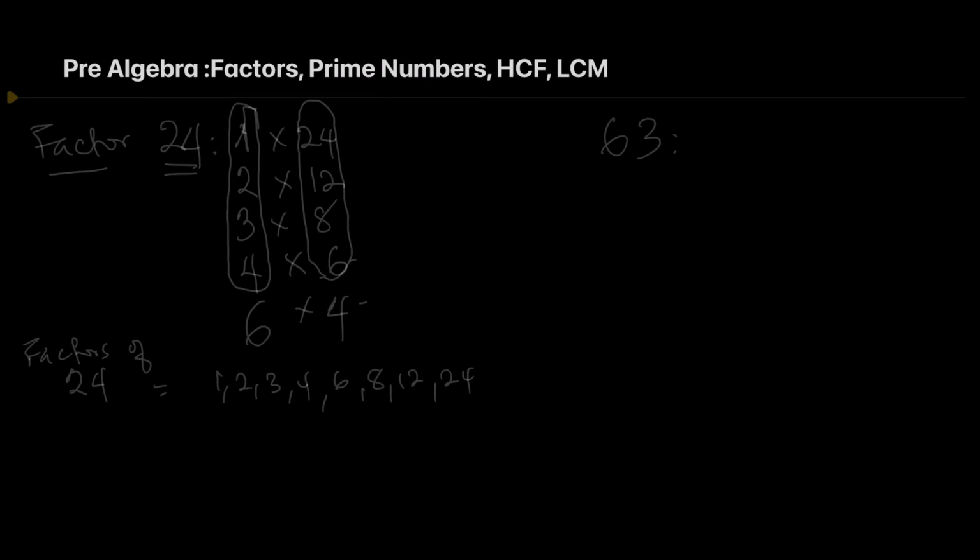So we start from 1 as usual. 1 times 63 will give you 63. 2 times what will give you 63? Nothing. So this is not possible, right? So 3 times what will give you 63? Is it possible? We know that 3 times 21 gives us 63. Can 4 give us 63? It's not possible because 63 is not an even number. 5 times what? It's not possible, and 6 is not possible.